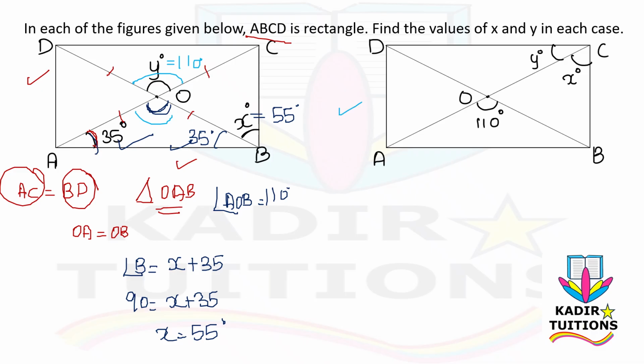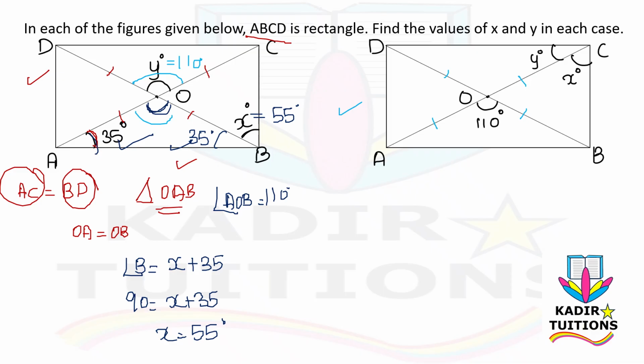So for this figure we are going to do. Here also we can use the same diagonal property. What is that? The diagonals are equal to each other. Also the diagonals bisect each other. This is the property. It means what? All OA, OB, OC, OD all are equal. Why? AC and BD are equal, so all the bisectors are also equal.